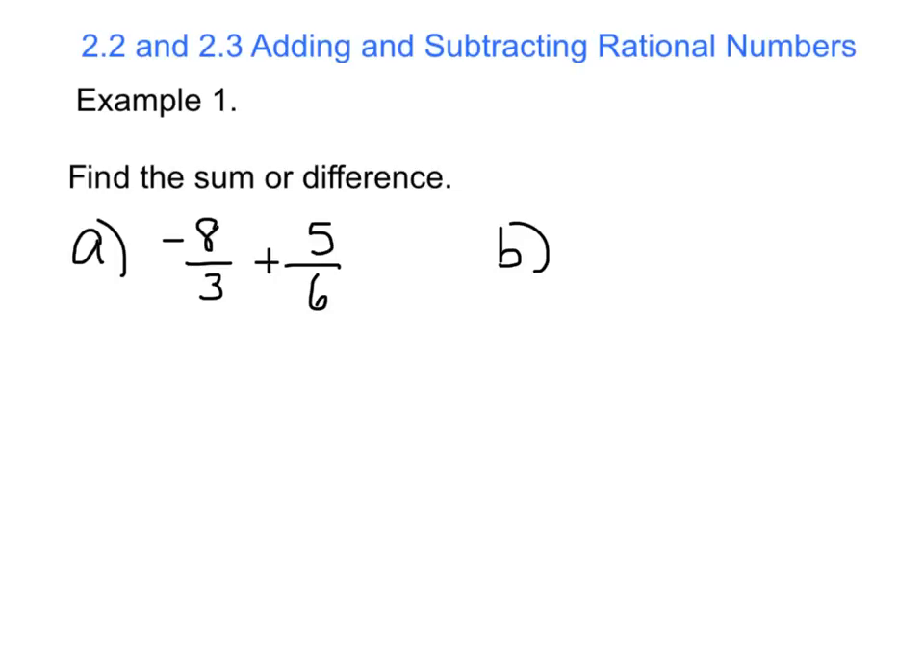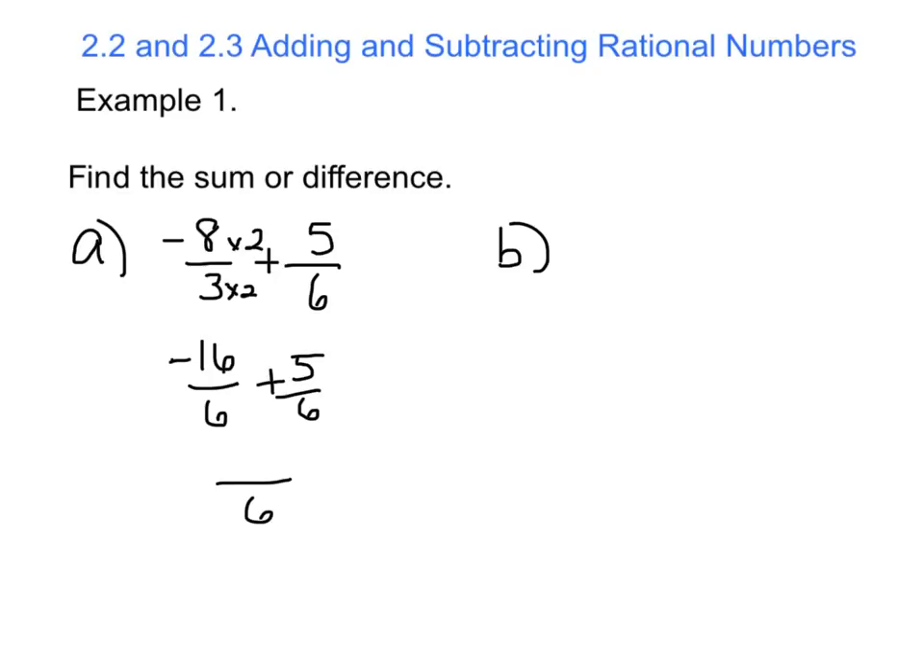So let's look at example A. Negative 8/3 plus 5/6. Well, the first thing you have to do is find the least common denominator. You have to find a common denominator. In this case, it's 6. So we do negative, and then if you times by 2, times by 2, this is just review, negative 16/6 plus 5/6. We know the denominator stays the same, so now we do negative 16 plus 5.